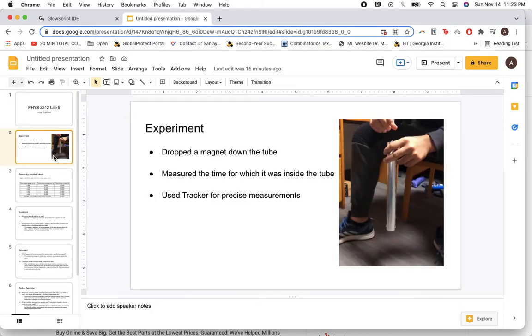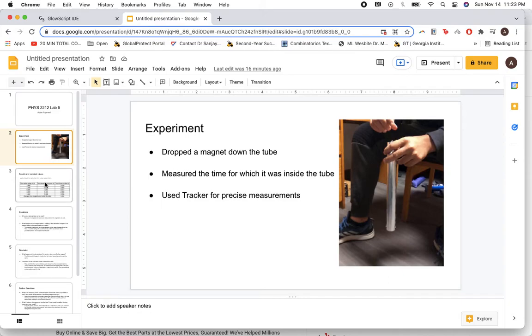The experiment involved me dropping a magnet down an aluminum foil tube and measuring the time for which the magnet was inside the tube. This time was measured by taking the timestamp at which the magnet entered the tube and the timestamp at which the magnet exited the tube, and finding the difference between the two. Tracker was used for precise measurements.